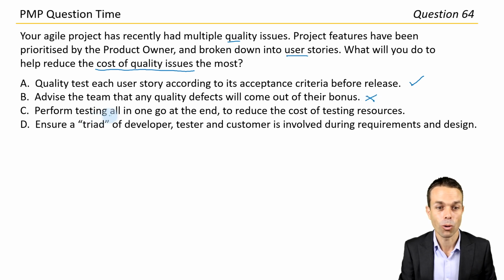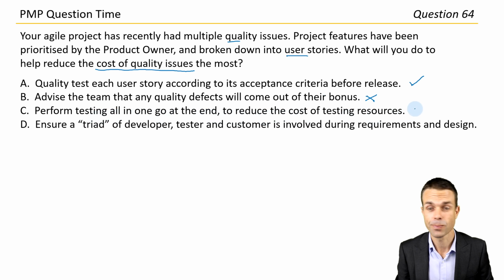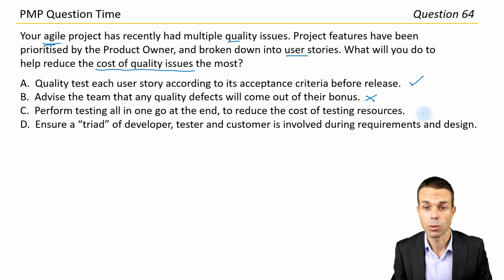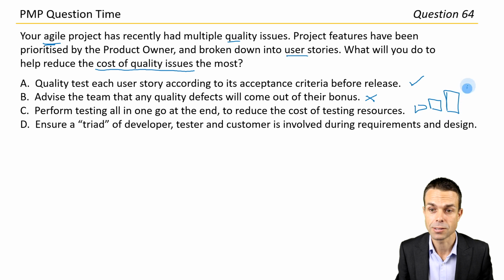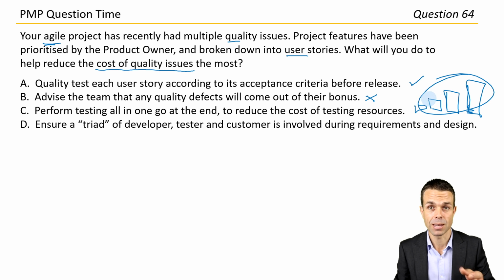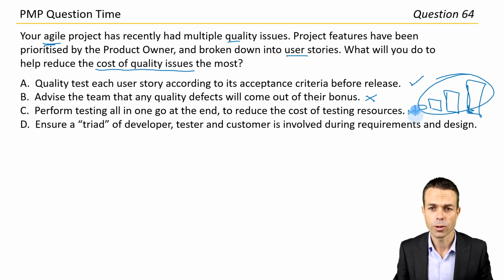Perform testing all in one go at the end to reduce the cost of testing resources. For an Agile team or for any team, this is a particularly Agile project, but we test at all levels. So at the unit test, system test, user acceptance test, and regression testing. Quality is everyone's responsibility in an Agile team from the very beginning to the very end. So that's a no. So far, this is the best one.